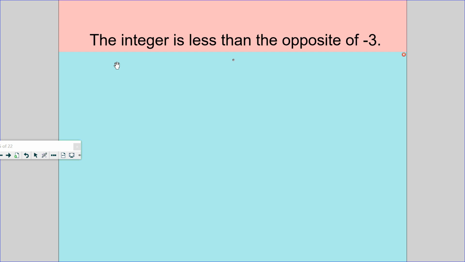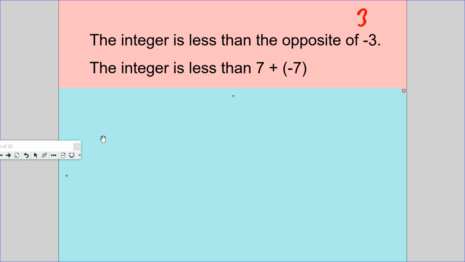The integer is less than the opposite of -3. What's the opposite of -3? 3. So it's less than 3. The integer is less than 7 plus -7. So it's 7 positives, I combine them with 7 negatives. 0. So it's less than 0.